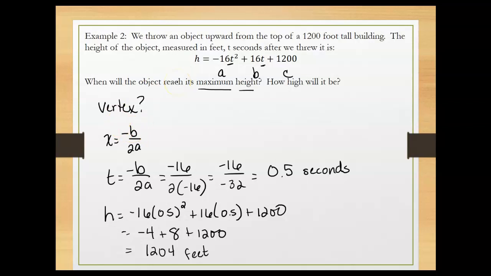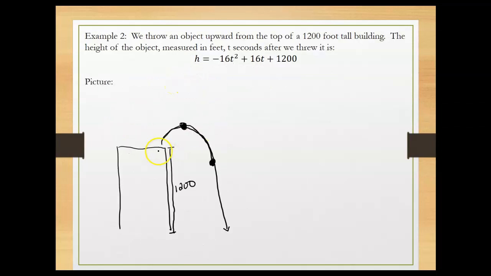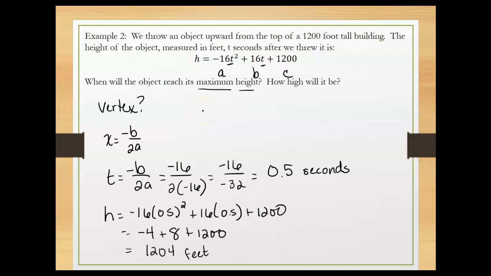So let's go back to our original picture and make sure we understand what's happening. Remember, I threw something starting from here. It went up to the vertex. That's what we're talking about. That's the point 0.5, comma, 1204. After 0.5 seconds, it went up to 1204 feet. That's the maximum height. Remember, maximum and minimum can be a code word for the vertex. When you see that maximum or minimum, you're often talking about finding the vertex.